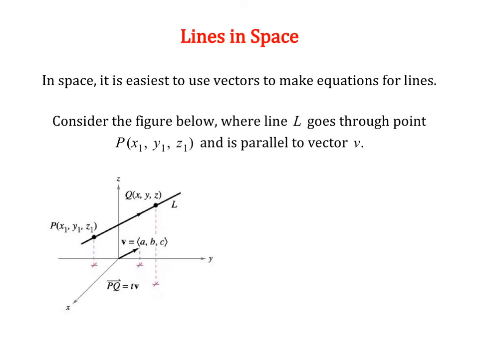So to make an equation of a line in space, you need two things. You need to know one of the points on the line, and you need to know a vector that is parallel to your line. So here we are given a point, x1, y1, z1, and we're given vector v, which is a, b, c, which is parallel to our line. First of all, there's something really important we need to remember about parallel vectors. If two vectors are parallel, we know that they are scalar multiples.